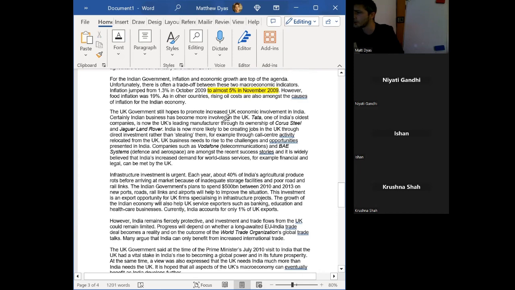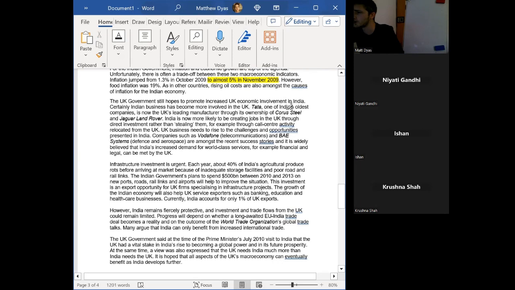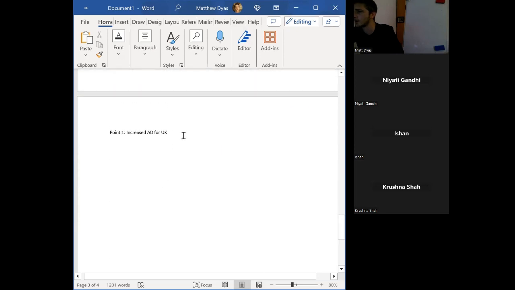So we've also got the UK government still hopes to promote increased UK involvement in India. Certainly, Indian business has become more involved in the UK. Tata, one of India's oldest companies, is now the UK's leading manufacturer. So this definitely gives us some points. So we've got the idea of Indian businesses investing in the UK, and I think that could be a very simple point. Point two, increased inward investment, or just increased investment. Let's keep that simple, actually.